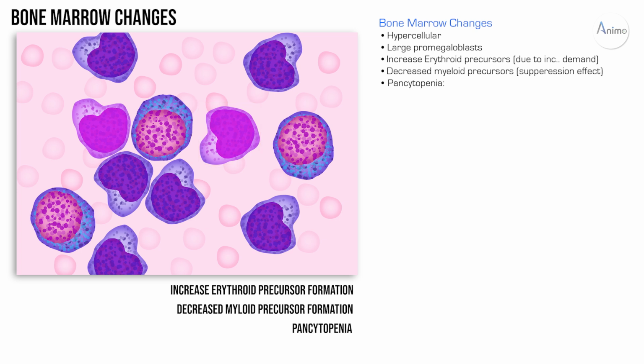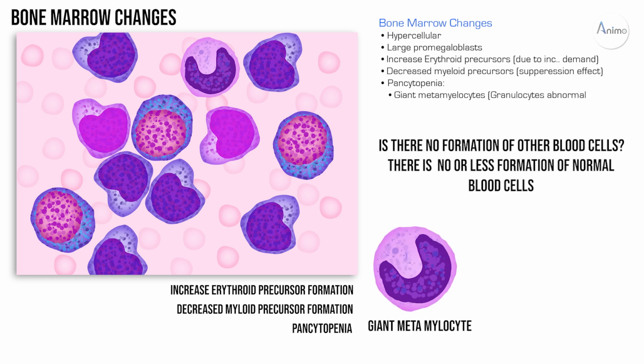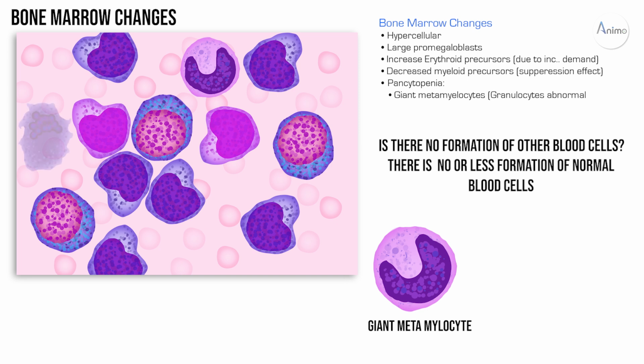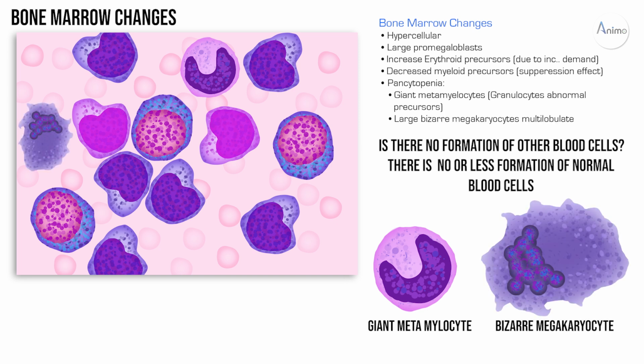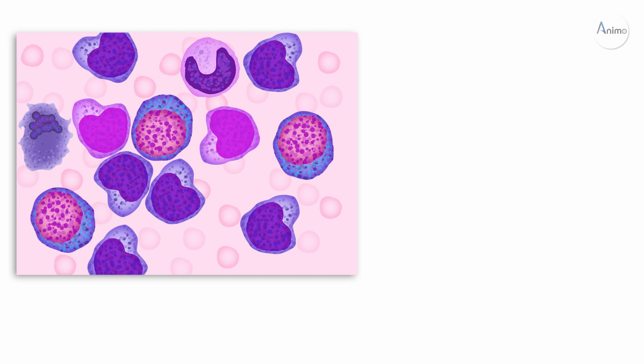So my question is, is there no formation of other cells? The answer is no. There is formation of other blood cells, but these cells are abnormal, like giant metamyelocytes, which are an abnormal precursor of granulocytes. Also, there is a formation of large bizarre megakaryocytes with multilobulated nuclei and clear cytoplasm. Here you can see in this slide. Now for the last part of our morphology of this megaloblastic anemia, let's discuss the RBC indices picture of this anemia.